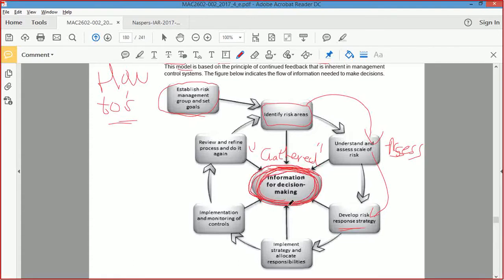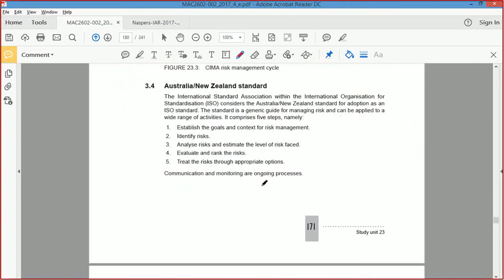Because risk management is all about information. Do you agree? Yes, sir. The more information we have, the easier it is to identify risk. Does that make sense? Yes, sir. Without information, is it possible to identify risk? No, sir. And that's why all of these areas form part of this one process, gathering information in order to make better decisions.